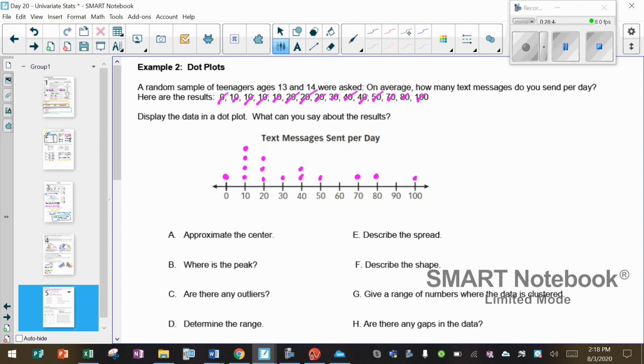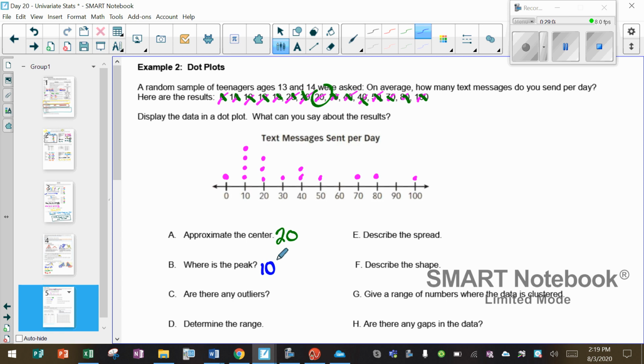So where's the approximate center? Well, if we go back to our median, 1 2 3 4 5 6 from that end, 1 2 3 4 5 6 from that end. Approximate center right around the 20. So we have the same number of dots on both sides. The peak. The peak is the same thing as the mode. Which number shows up the most?